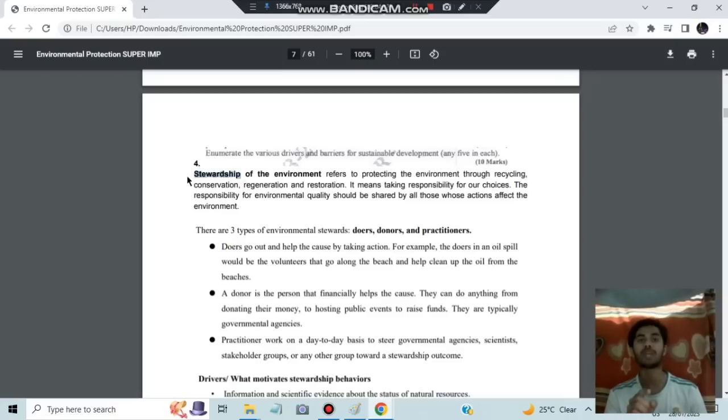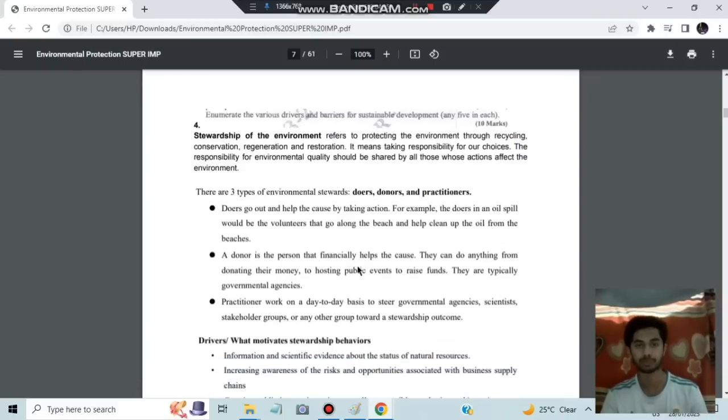You, as a part of the environment, are living in an environment, and you are responsible for what is happening in it. You are also supposed to take some steps to avoid that happening and make the environment a better place by protecting the environment and conserving the resources. That is what is called stewardship.